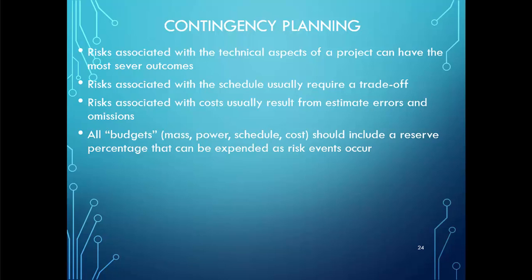Risk associated with cost, which usually results from estimate errors and omissions. At that point, time and cost are related, which needs a trade-off of schedule delays with lower cost. In this case, we can descope options that remove components of the project but still allow the primary mission to proceed. All budgets, mass, power, schedule, cost should include a reserve percentage that can be expended as risk events occur.